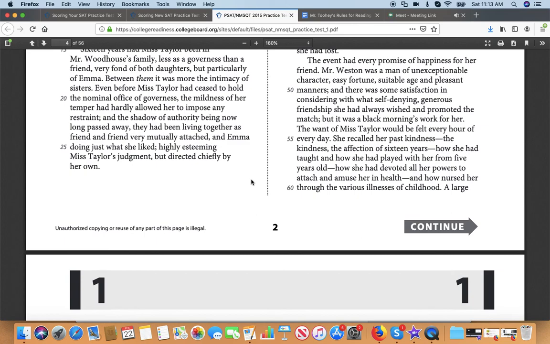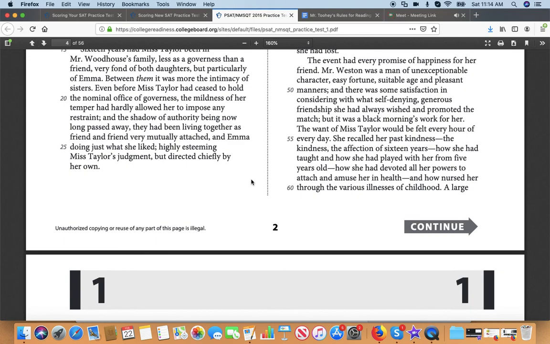Yeah. Do you see that? Yes. A gives you the wrong idea. Yeah, it does. It throws you off. It's not Miss Taylor's desire. It's Emma's desire for Miss Taylor. And that's the idea you communicate if you plug in lack. The lack of Miss Taylor. The fact that Miss Taylor's not there would be felt every hour of every day by Emma.